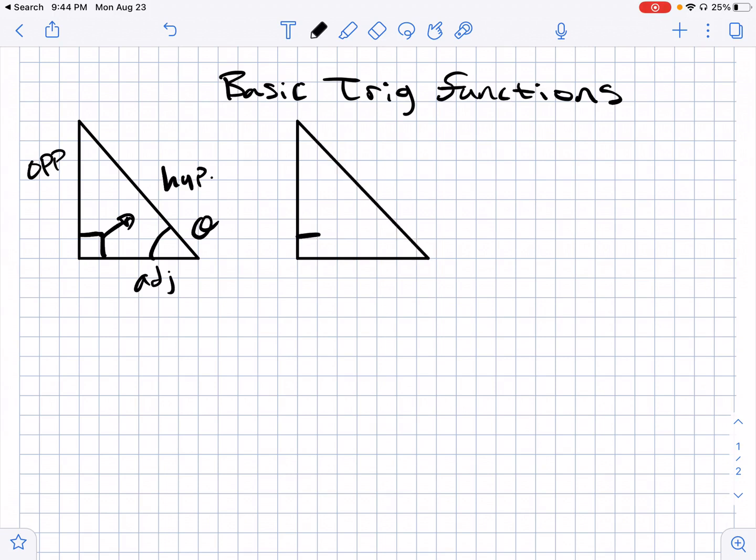Again, here is my right angle. So that means that this is my hypotenuse. But this time, let's say we're working with this angle here. So here's theta. In that case, this would be my opposite side because it's opposite that angle. This would be my adjacent side because it's touching that angle there. So your opposite and adjacent can change depending on where the angle is that I'm working with, but the hypotenuse will always be on the opposite side of that right angle.